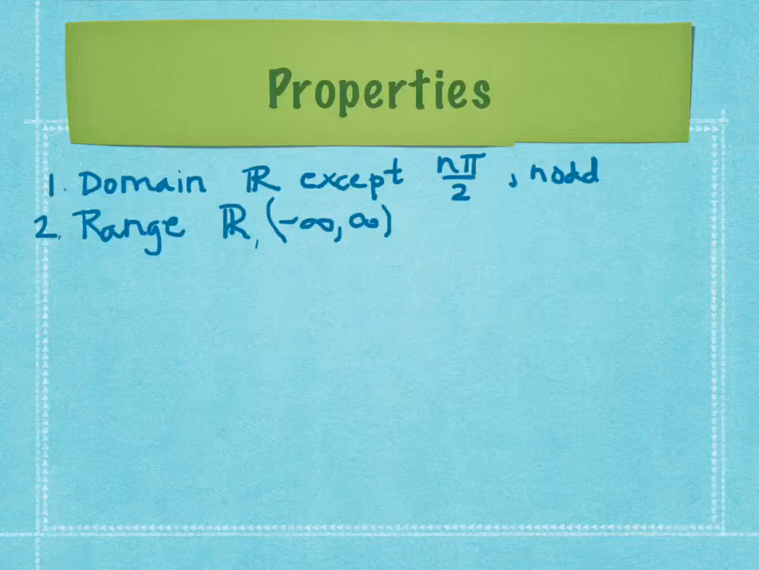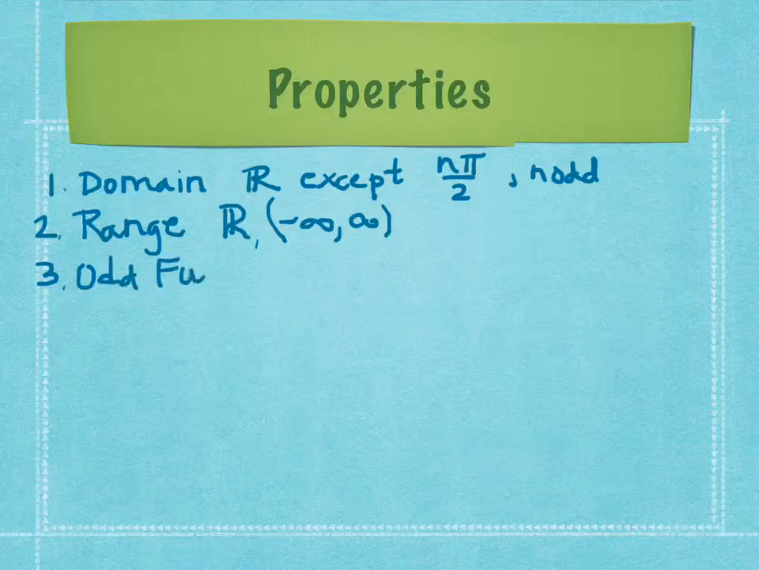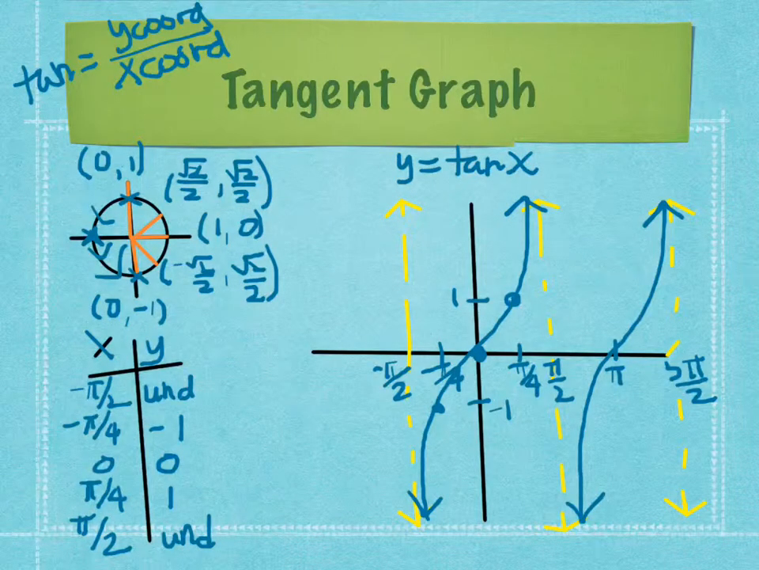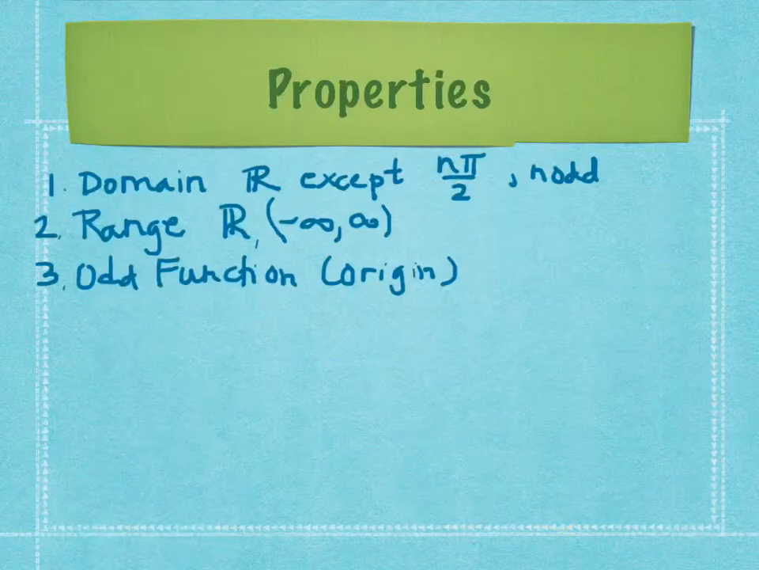My third one is the fact that this is an odd function. It has origin symmetry. If you take this graph, just look at the one in the middle, which is the easiest one to take a picture of, and spin it 180 degrees, it will land right back down on top of itself.